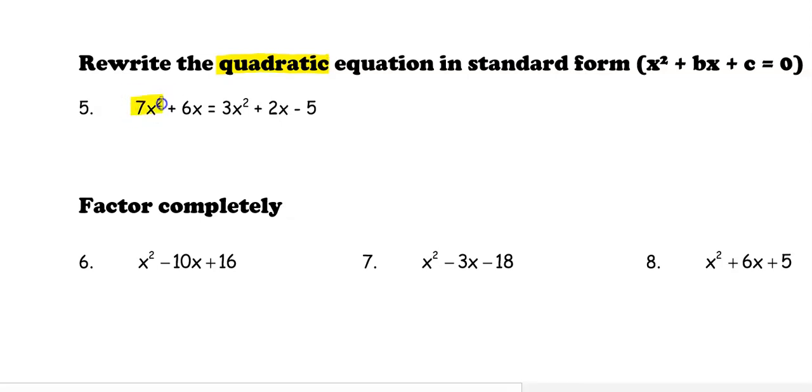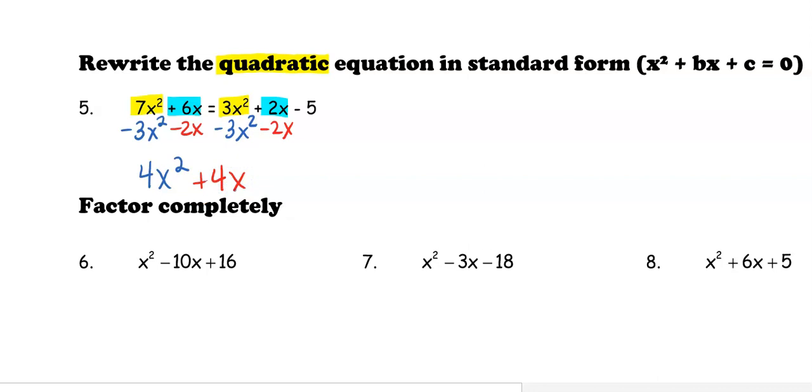We want our x's to come first. So I'm going to move the x squareds to come first. I'm going to move that 3x squared over. 7 minus 3 is going to give us 4x squared. Then I see my x's next. So I'm going to move the 2x over. 6 minus 2 is going to give us a positive 4x.